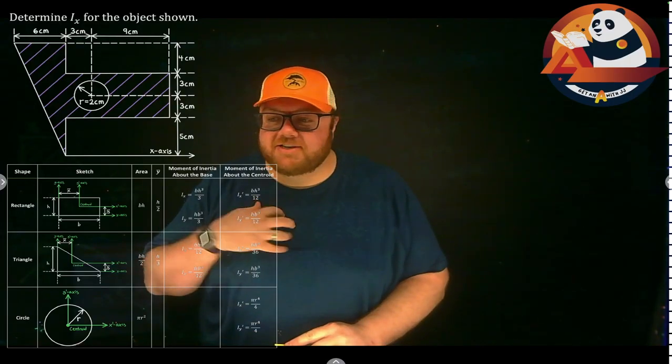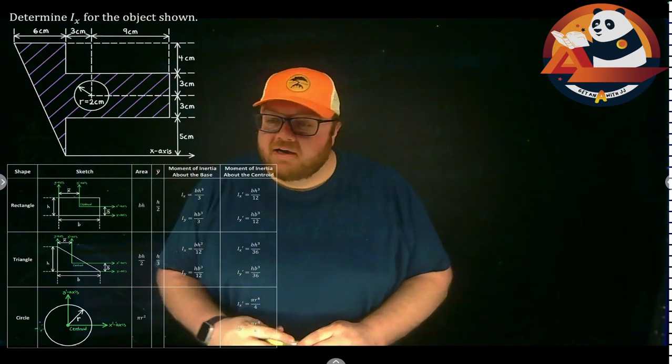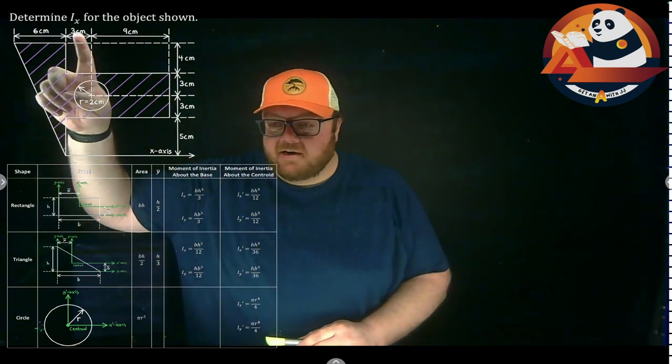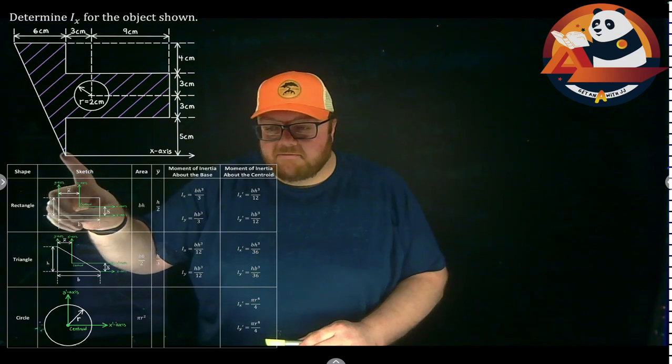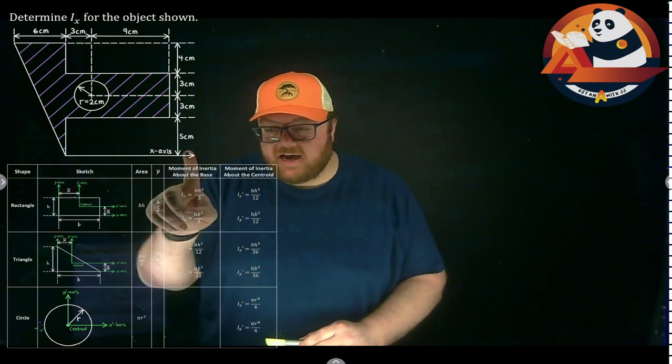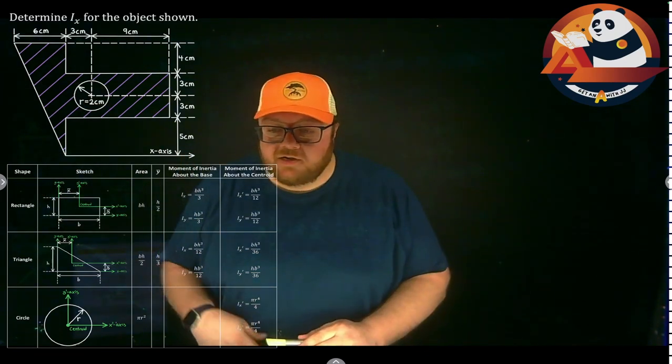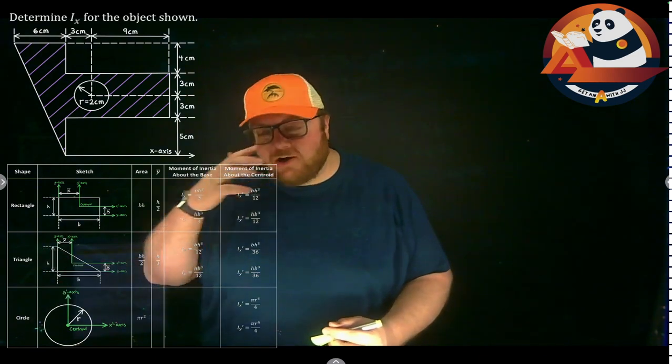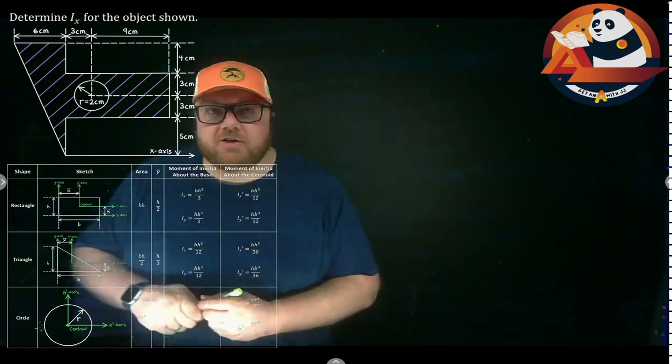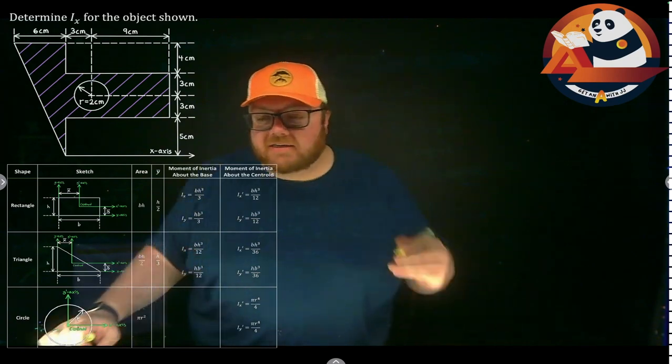I am JJ. Let's tackle an example problem. So we're doing a moment of inertia problem here. We're just asked to find Ix, our moment of inertia about this x-axis for our object shown. Our first step in here, we know for moment of inertia, we're probably going to have to use the parallel axis theorem on this.